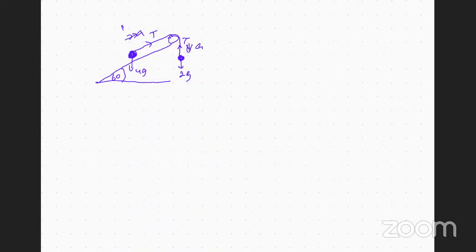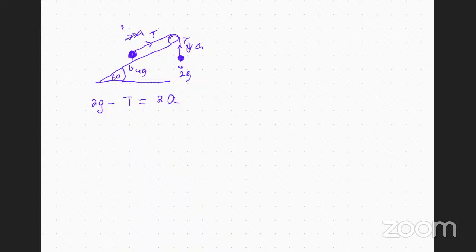All right. So let's see if your equations are correct. I'll do the easy one first, the one with 2g. The one with 2g will be 2g minus tension is equal to the mass, which is 2, times the acceleration. That's the first equation.